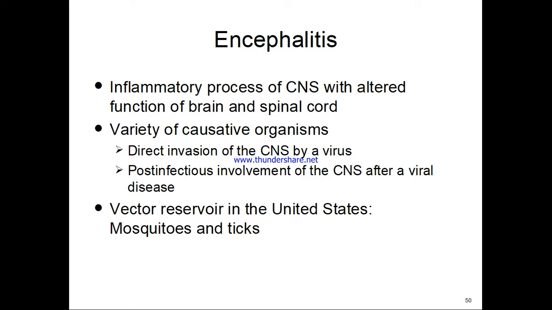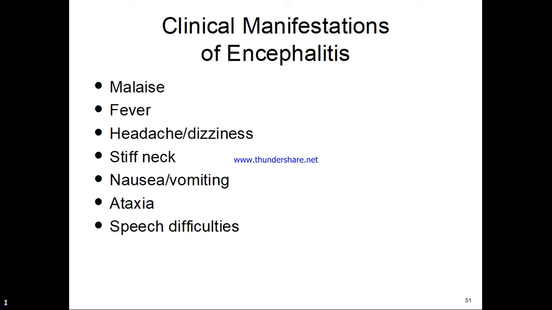Encephalitis is an inflammatory process of the central nervous system with altered function of brain and spinal cord. It's caused by a variety of causative organisms. Usually it's invasion of the nervous system by a virus after some other viral infection. The biggest vector reservoir in the United States are mosquitoes and ticks.